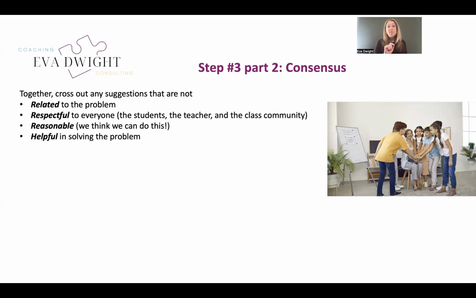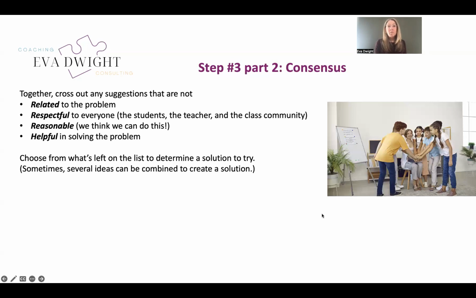And we're going to cross off anything that won't be helpful in solving the problem. So that's how we generate lots of creativity during the brainstorming session and then curtail our list back down to things that are respectful, related, reasonable, and helpful. Okay. So from what's left on the list, we're going to choose what we're going to try. Maybe there's one solution we want to try. Maybe we want to combine a couple or three things.